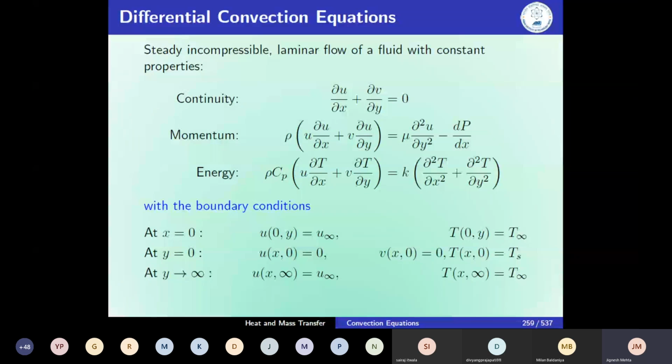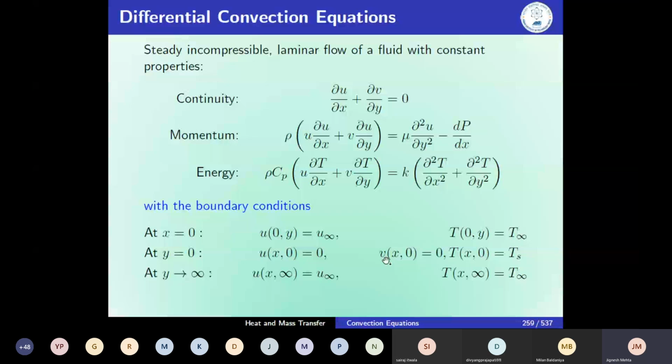Okay, now the next boundary condition, y equal to 0. Y equal to 0 means you are at the surface of the plate, right? So at the surface, whatever may be the x, if your y is equal to 0, then the velocity is going to be 0, right? That is the no slip condition. That is, the first layer of the fluid in contact with the plate is going to achieve 0 velocity, right?